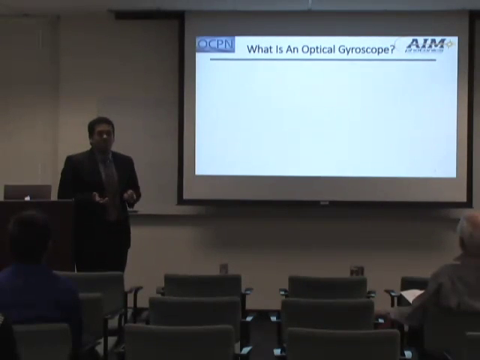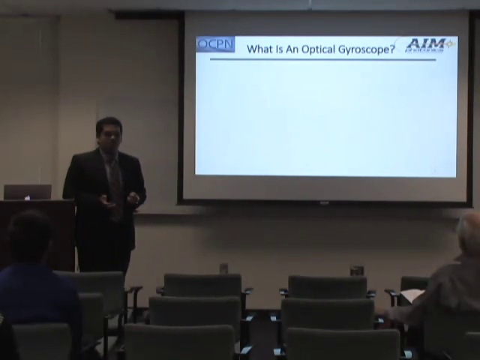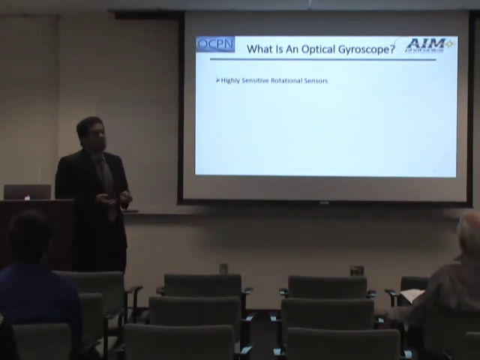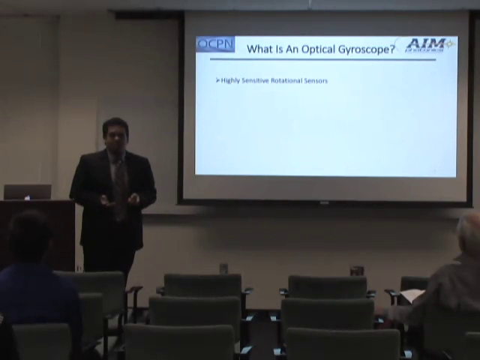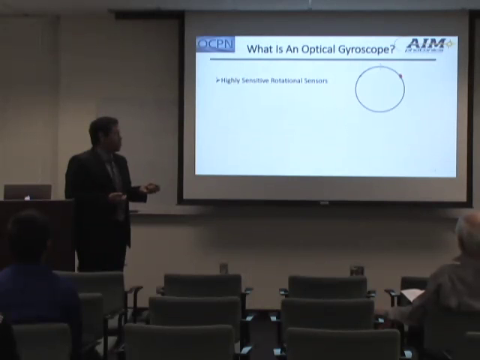So gyroscopes have traditionally been used as rotational sensors. Optical gyroscopes are used as highly sensitive rotational sensors. So they use loops of fiber optic wires in which we counter-propagate light in both directions, like so. And we observe how they interfere. So in this case, they both meet up at this point, for example.